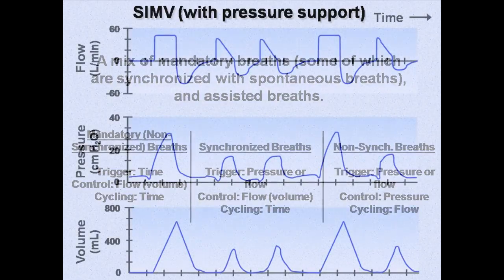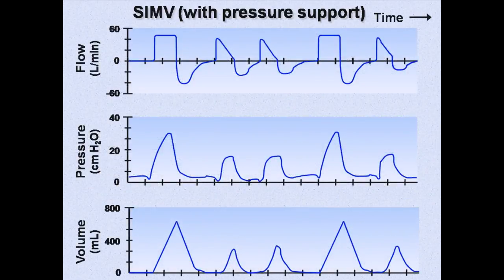These non-synchronized assisted breaths are only partially supported breaths. In this example of SIMV, the first and fourth inflations are synchronized, pressure triggered, fully supported breaths. Tidal volume has been set for approximately 600 milliliters. The second, third, and fifth inflations are spontaneous, non-synchronized breaths assisted by pressure support. In this particular case, pressure support has been set for 10 centimeters of water, which is the difference between the maximum inspiratory pressure on the partially supported breaths and the PEEP.